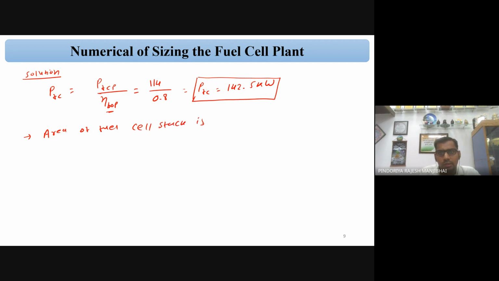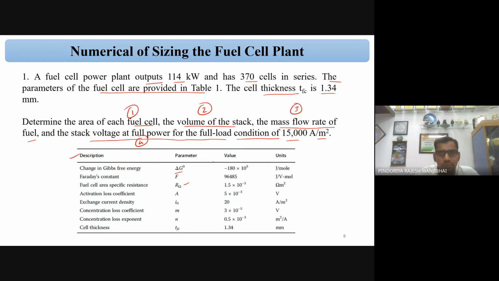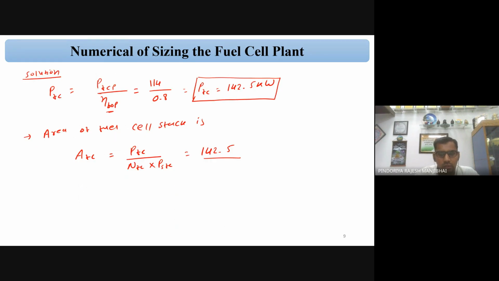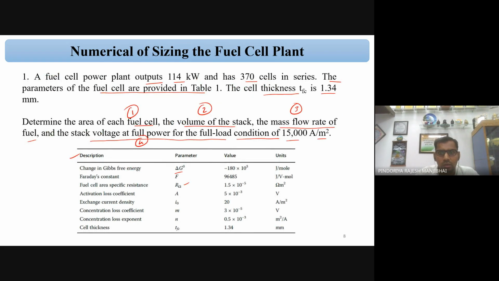Fuel cell stack area AFC is equal to PFC divided by NFC into PSFC. We already calculated the PFC, 142.5 kilowatt, divided by NFC. NFC is given, 370, the number of fuel cells, into the specific energy, which is 9315. So the specific energy is given.